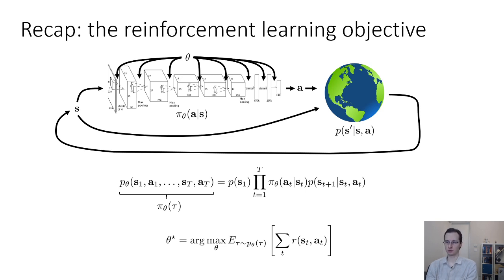The trajectory distribution is formed by multiplying together the initial state probability, the policy probabilities pi theta of a_t given s_t, and the transition probabilities p of s_t+1 given s_t, a_t. And I'm going to use p theta of tau, or interchangeably pi theta of tau, to denote the trajectory distribution and make it clear that it depends on theta.